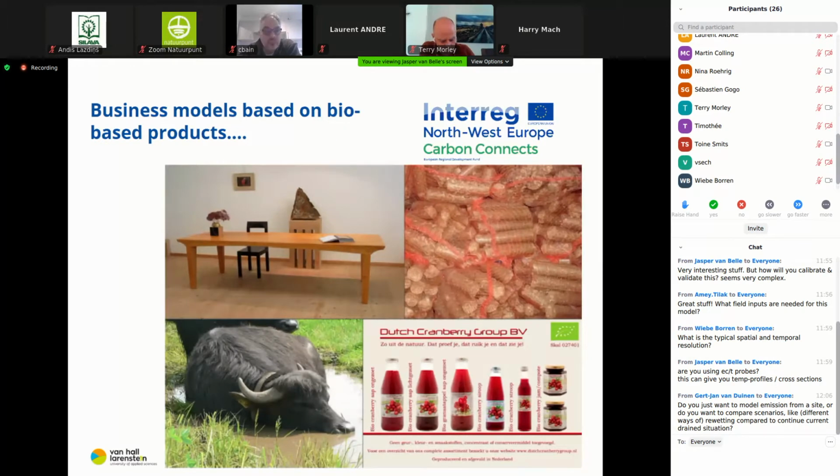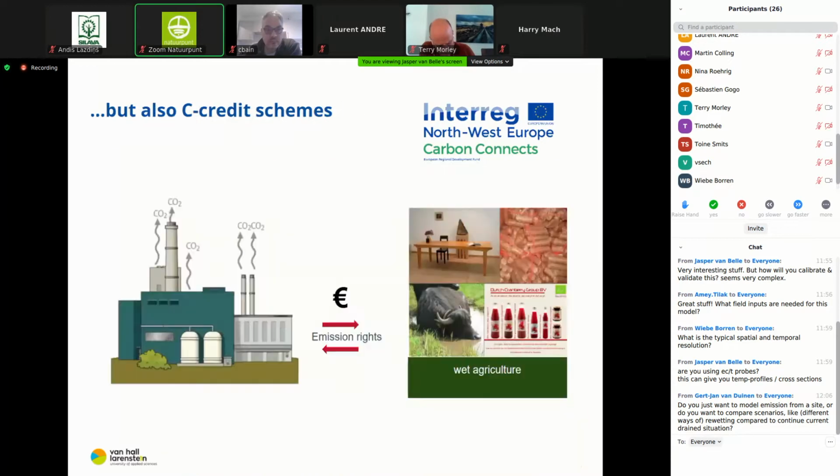What we want to achieve in Carbon Connects is to develop business models based on the product use, but also on carbon crediting. And this is what most of my talk will be about, but also on construction.